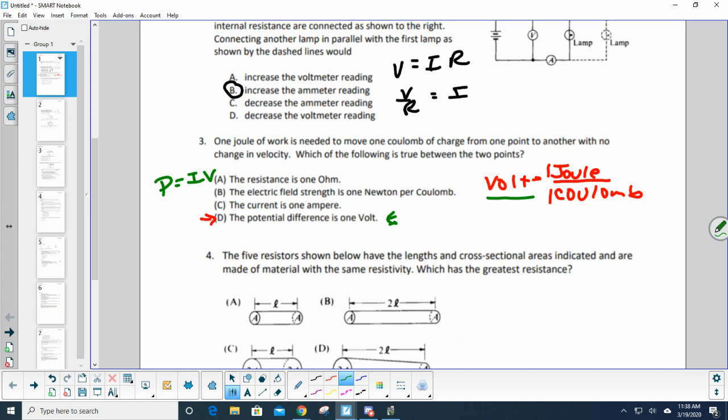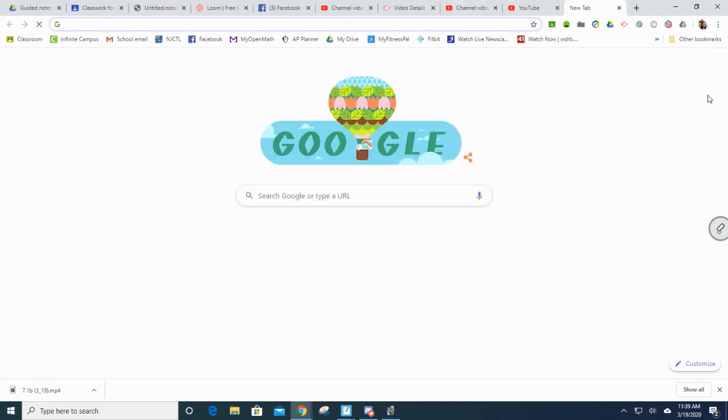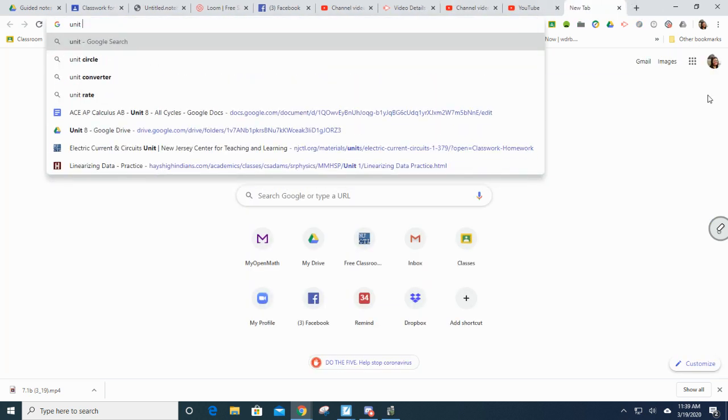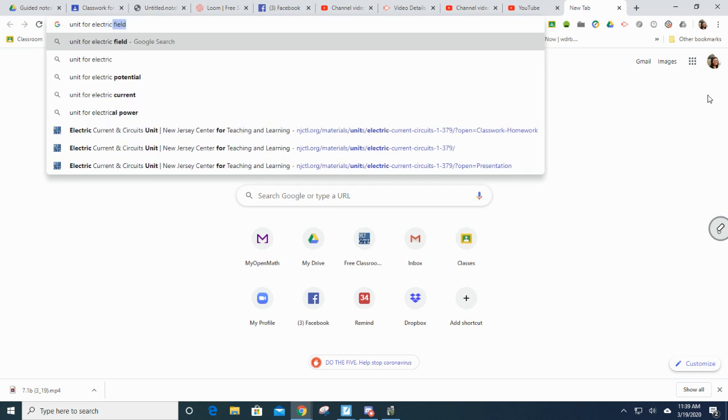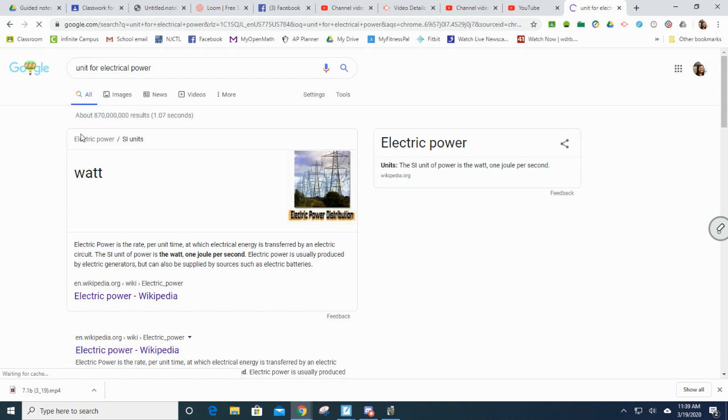So I would suggest, if I was you guys, look up, like if I came over here and just said, unit for electrical power is a watt. Well, great. But what's a watt? You've got to know that a watt is a joule per second.